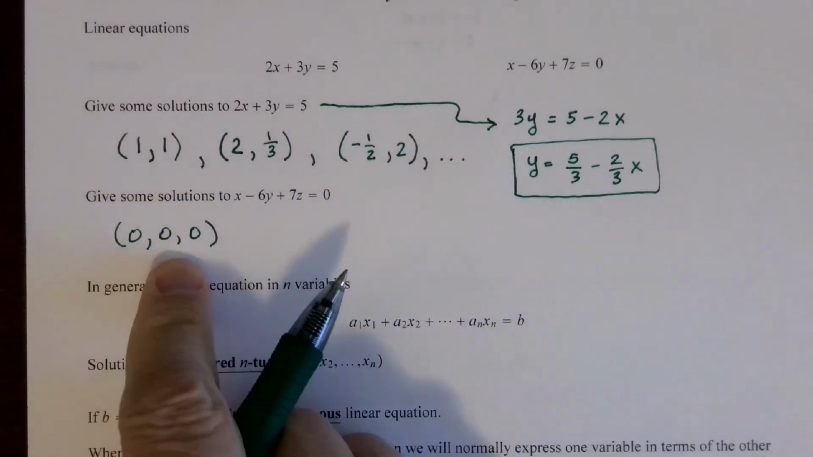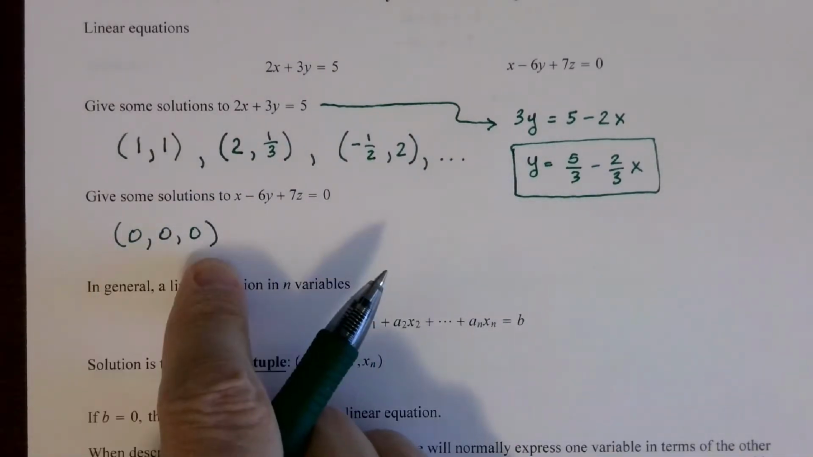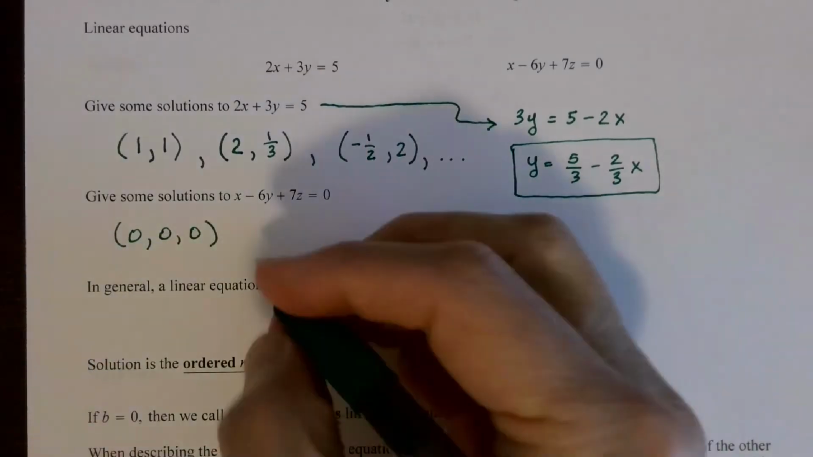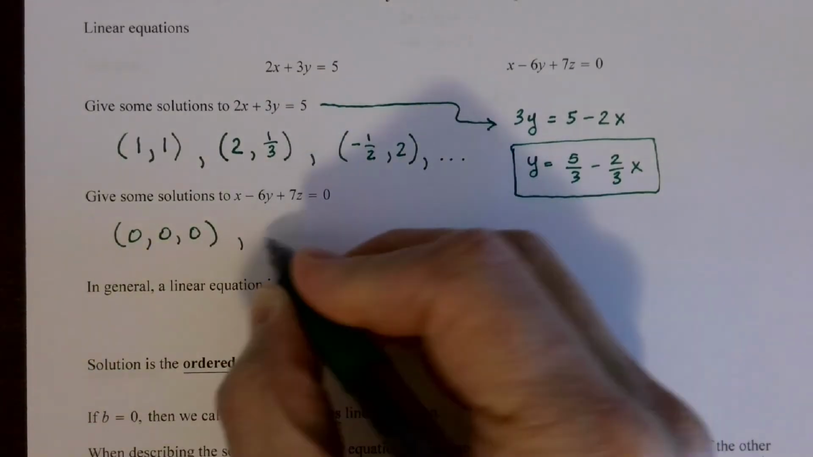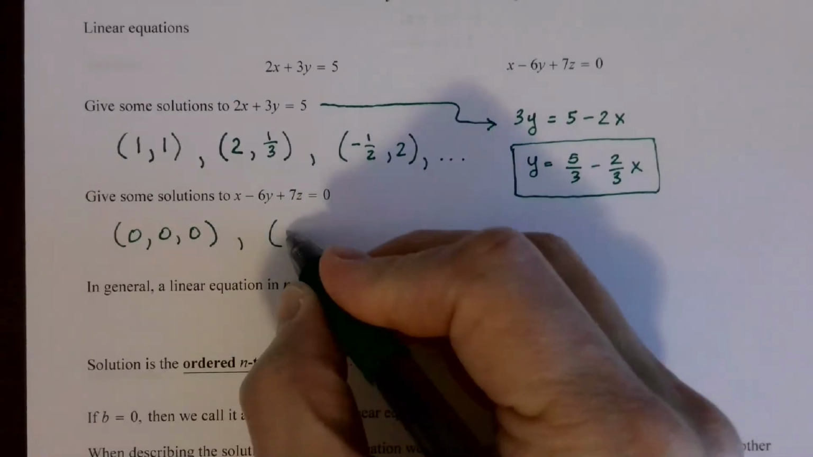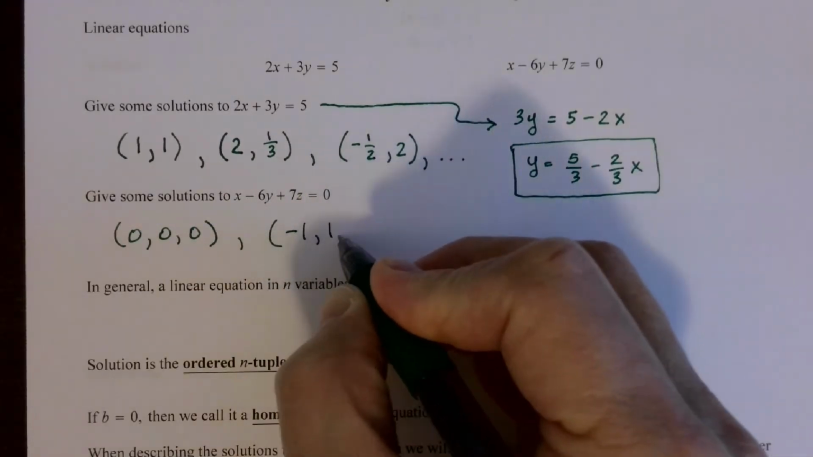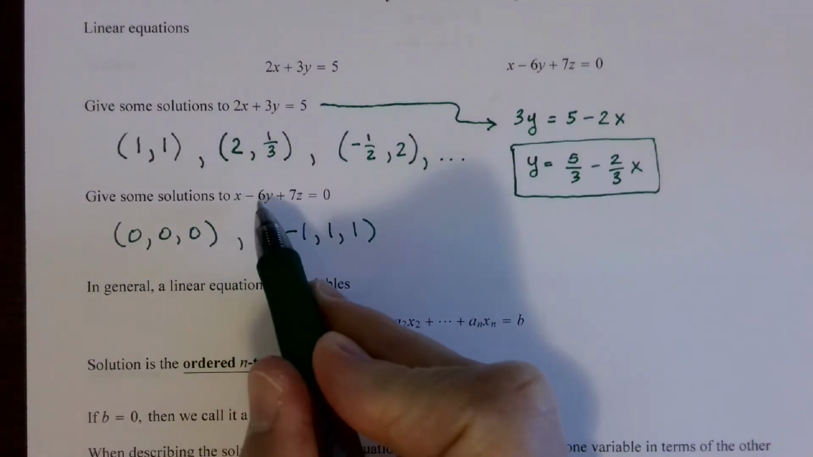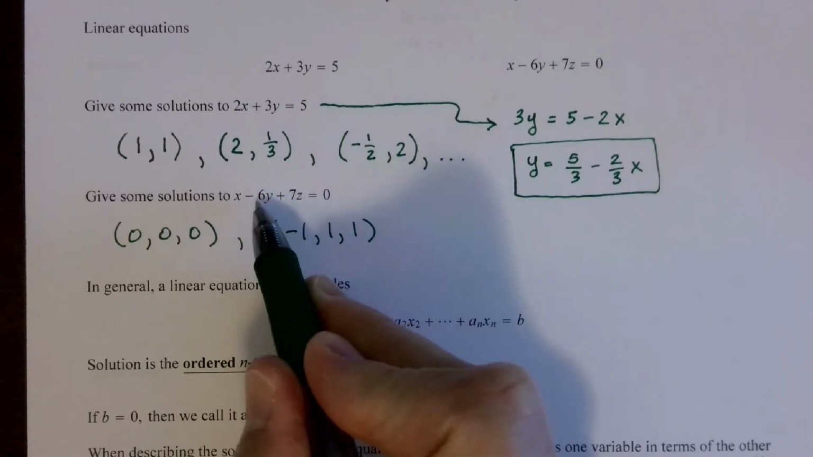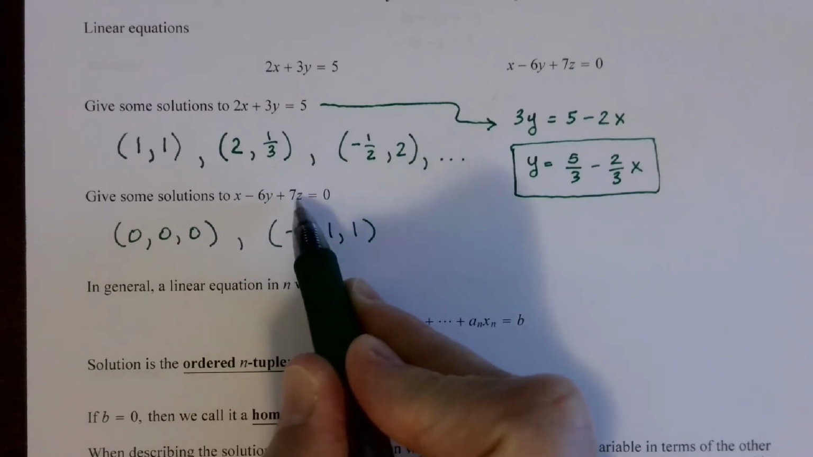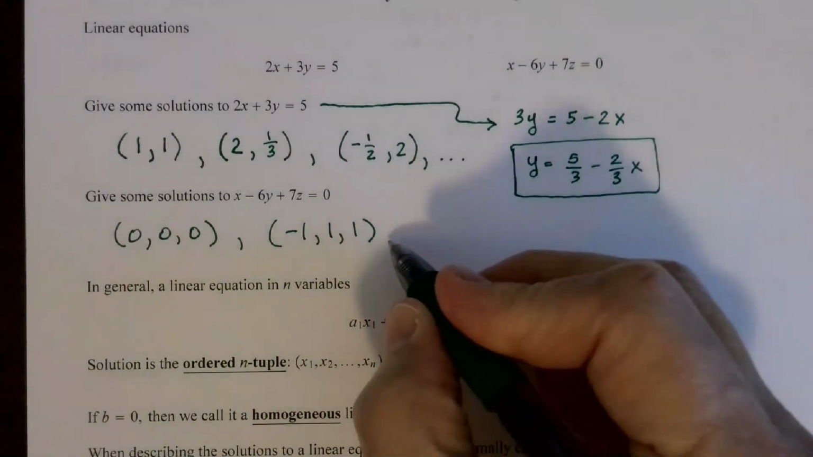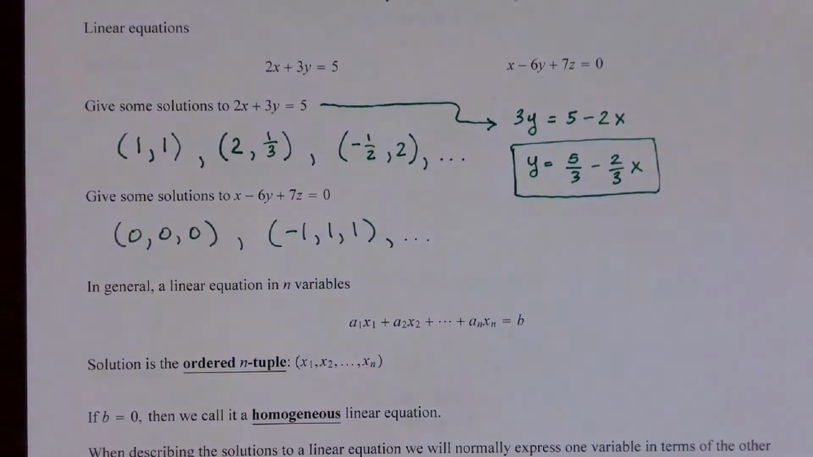And notice we have what we call an ordered triple. First is the x, then the y, and then the z. That's one possibility. And if you play around with it, here's another one. If x is -1, y is 1, and z is 1, that would work because we get -1, minus 6 times 1, so -1 minus 6 is -7, and then 7 times 1 is +7. So that would add up to equal 0. And again, you can probably come up with some others if you think about it.